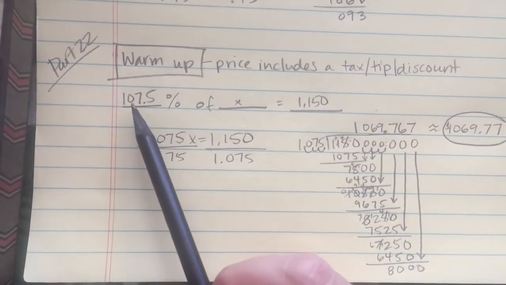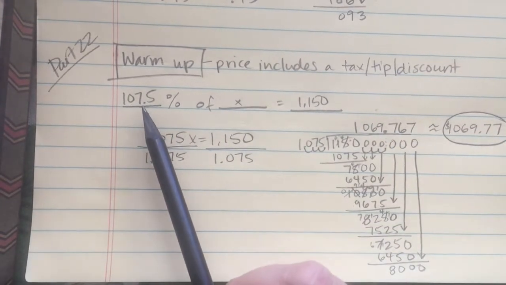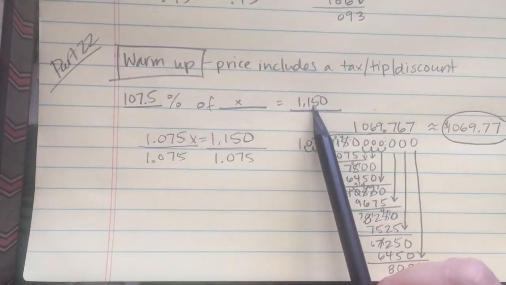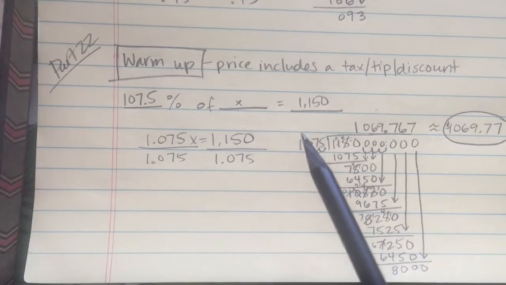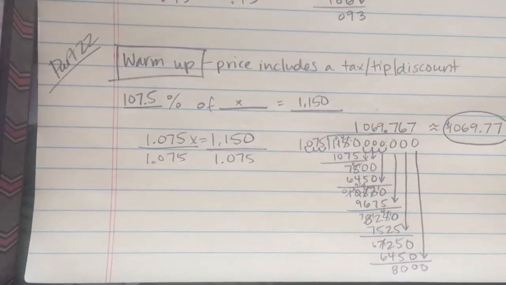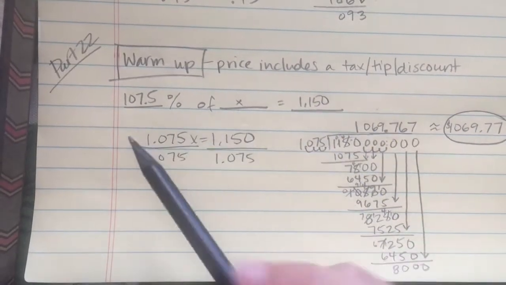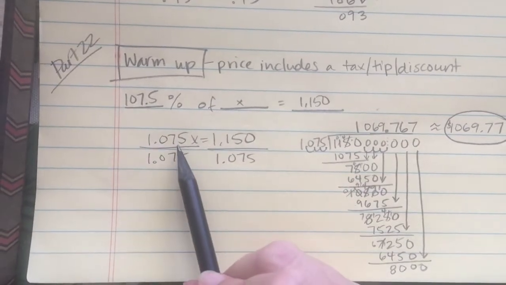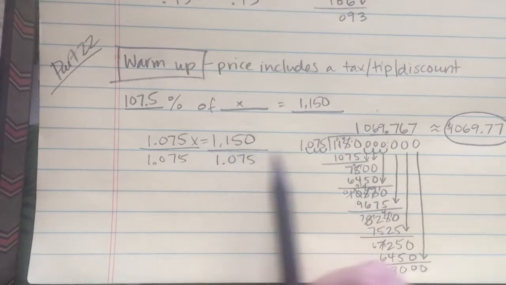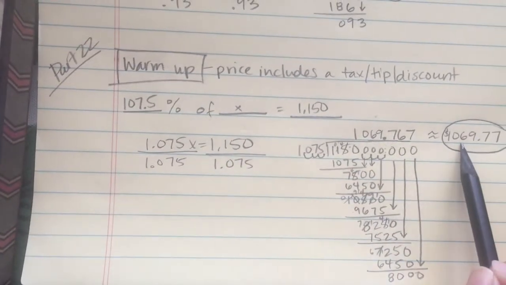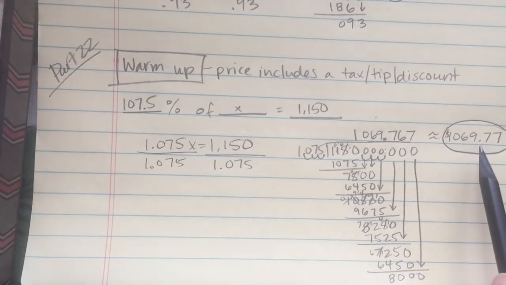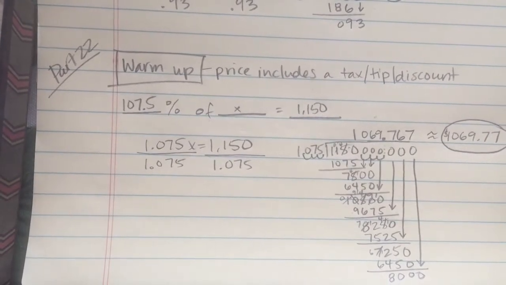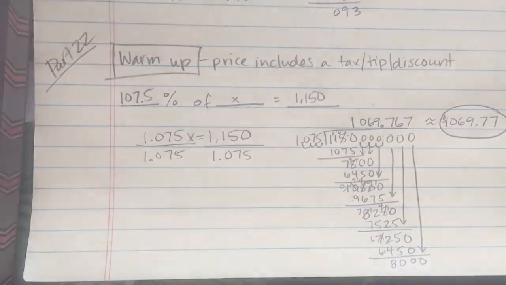Your setup should have been 107.5% of something equals $11.50. This was a tax that was being included in the sales price, so that's why we added the 7.5% to 100. And then we did our algebra, we did our division, and you should have ended up with something right around in there, hopefully. All right, okay, let's move on to how to calculate percent of change.